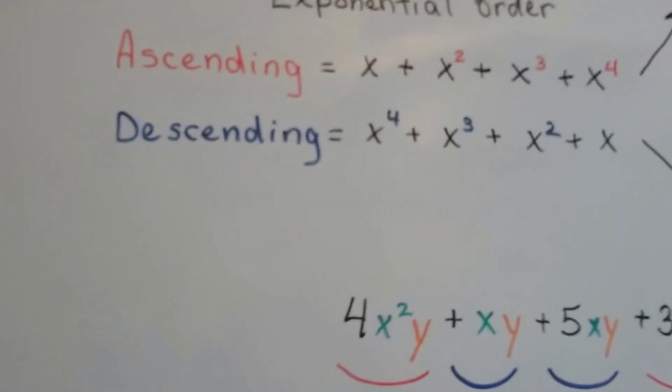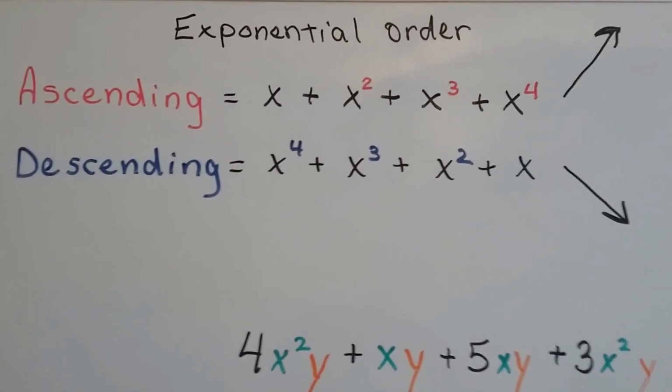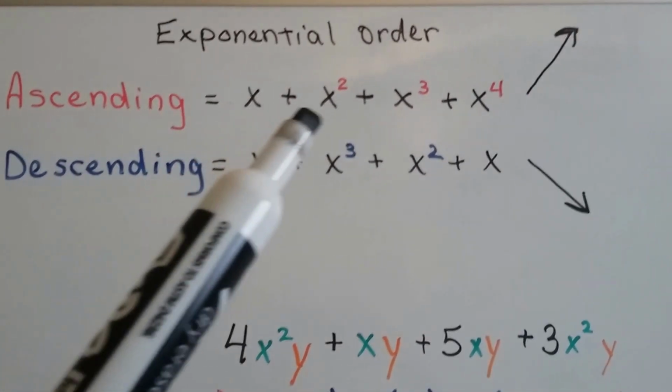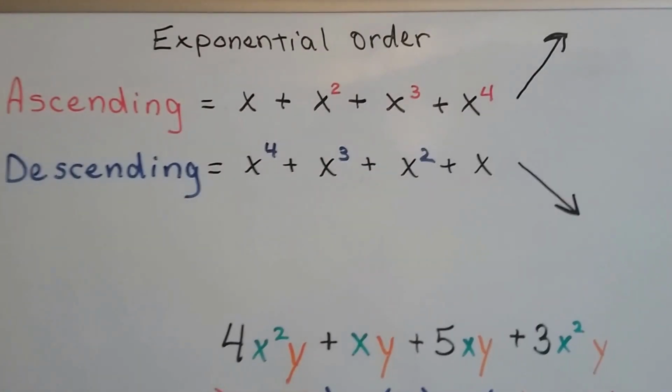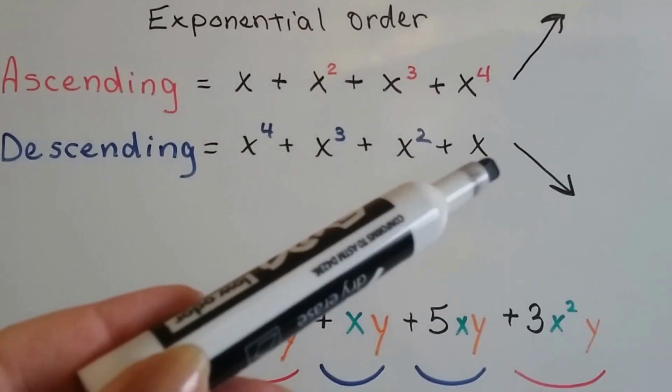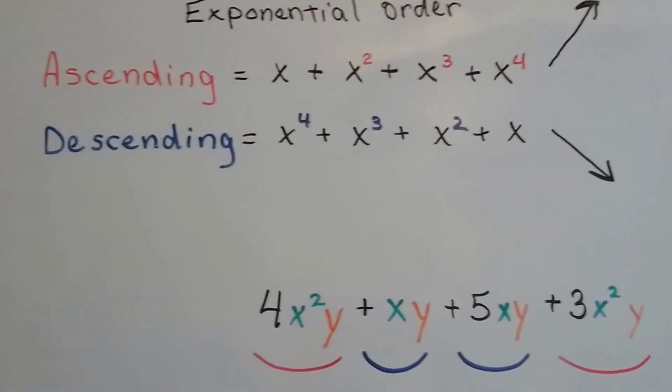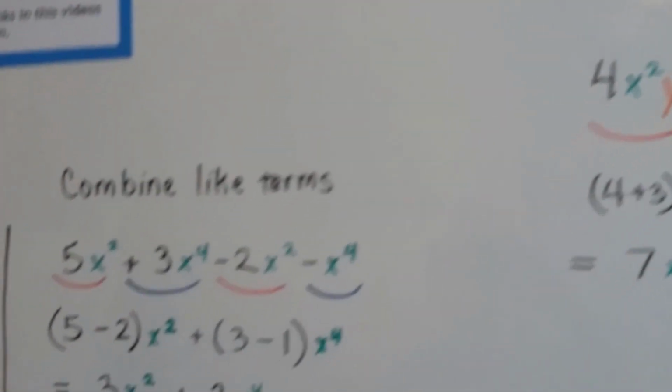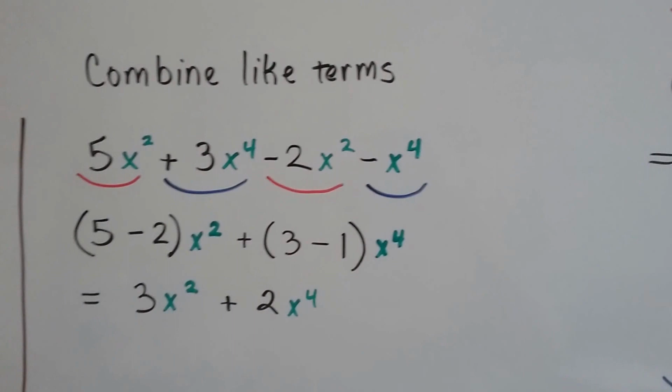And it helps if we write them in ascending or descending order to collect the like terms. So if you remember, in exponential order, ascending means rising. So you would start with the smallest exponent and slowly get bigger. In descending order, you start with the biggest one and you slowly go down. It goes down, see?